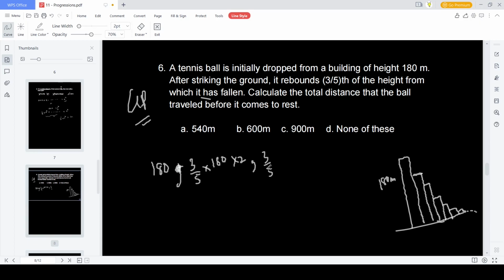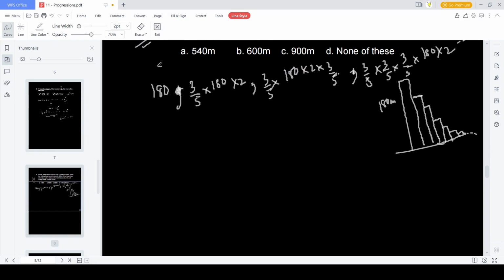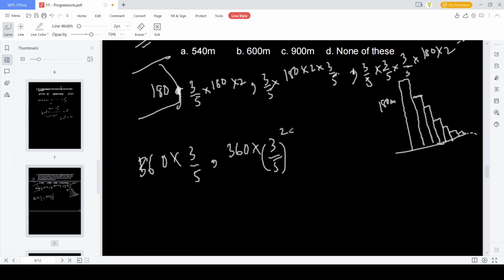3/5 of that, 3/5 of this term. So 180 into 2 into 3 by 5, this term, and then again 3/5. Next will be 3/5 of 3/5 of 3/5 of this term, 180 into 2, and so on. Let's remove this 180 for now and focus only on these numbers. So 180 into 2, I'll directly write it as 360 into 3 by 5, is the first term. 360 into 3 by 5 square is the second term. 360 into 3 by 5 cube is the third term, and so on.